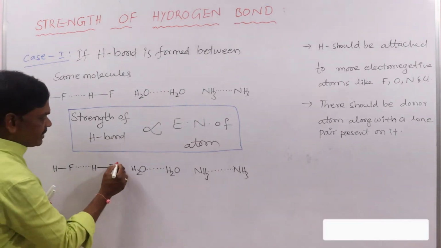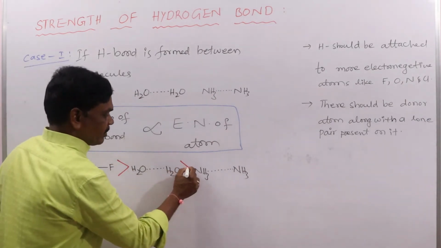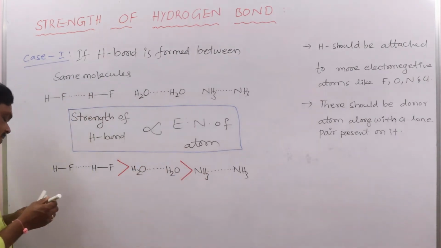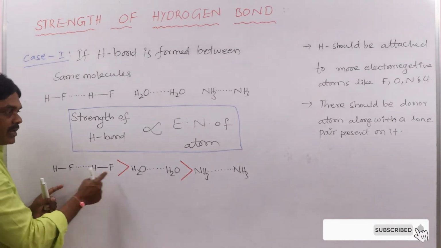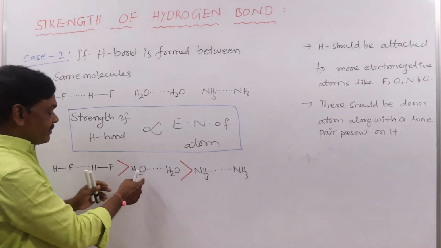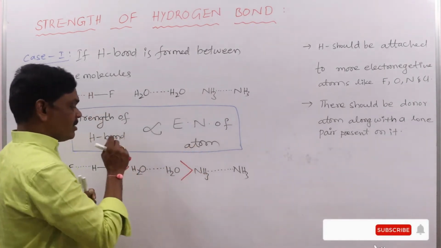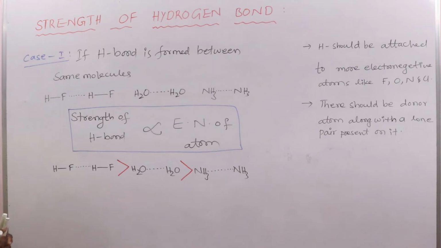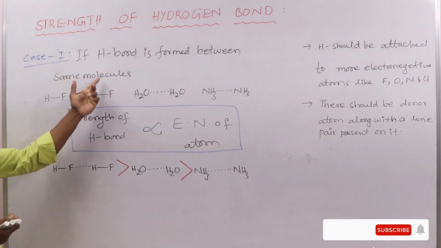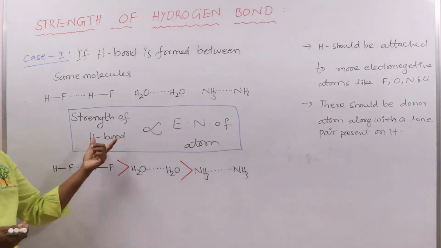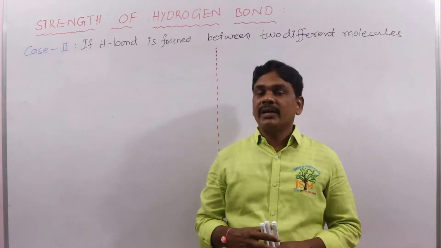The strength of HF is more when compared to oxygen. When compared to oxygen, nitrogen strength is less. That means fluorine electronegativity is more, oxygen electronegativity is less when compared to fluorine, and nitrogen electronegativity is less when compared to oxygen. So this is the order of strength of hydrogen bond when hydrogen bond is formed between two same molecules. This is case 1.